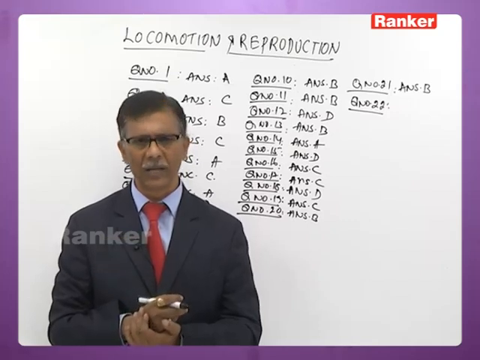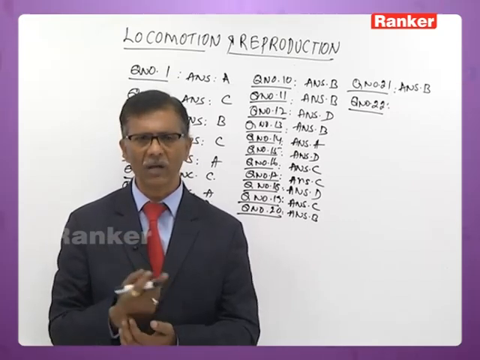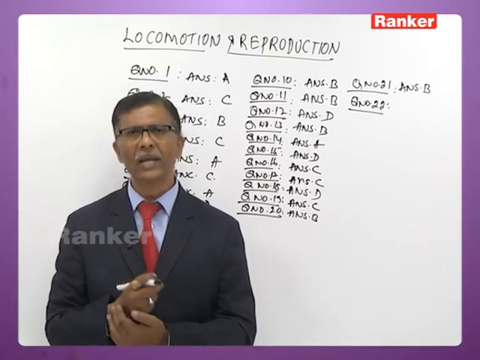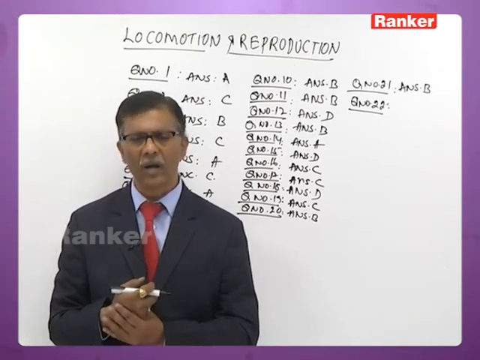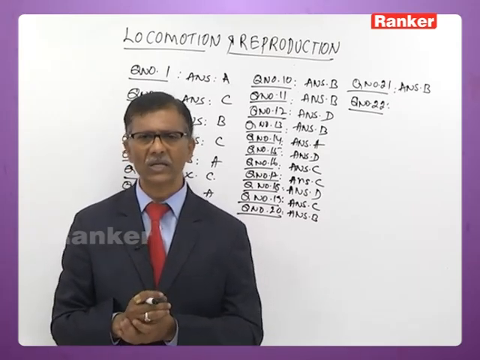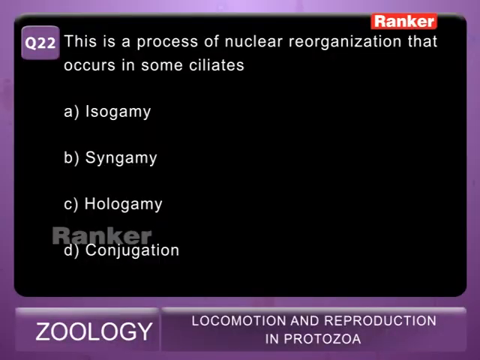Isogamy is fusion of similar nuclei, syngamy is a fusion of gametic nuclei, hologamy is a fusion of adults. So nuclear reorganization mostly occurs during conjugation, where there is a temporary union of two organisms for the exchange of nuclear material. So for question number 22, correct answer is D, conjugation.